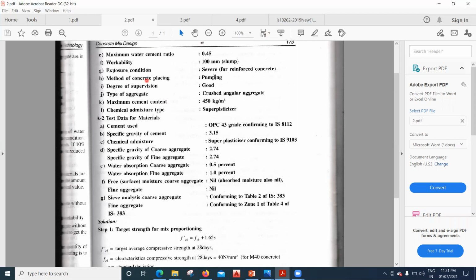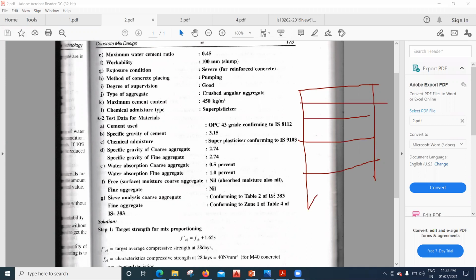Method of concrete placing is pumping. Let us say they are doing some high-rise buildings, and when you go to a top floor, you need to pump the concrete with the help of a pump. So that is pumping, right? Because we need to know what kind of placing you are going to adopt. If it is pumping, then we need to keep workability a little high.